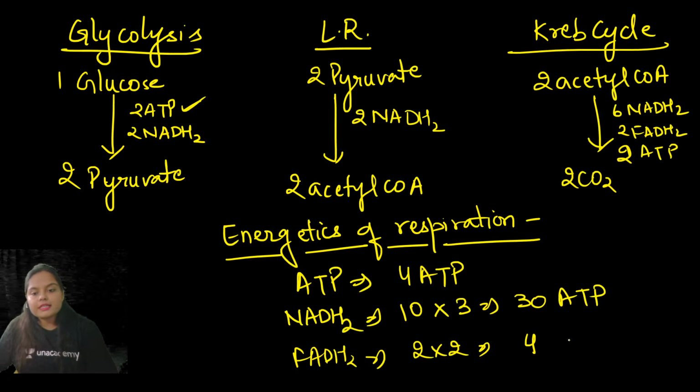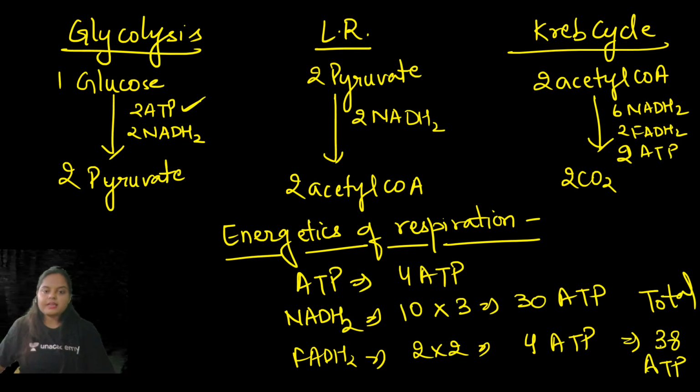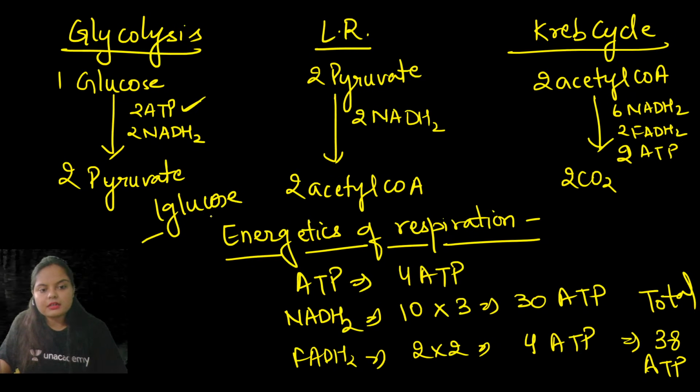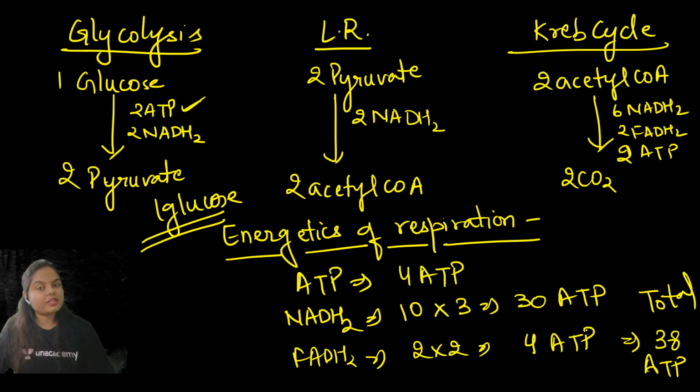So now what is the total number of ATP which are getting produced? 30 plus 4 plus 4. That means total 38 ATPs are produced in the case of respiration. Okay, from one glucose molecule, total 38 ATPs are produced in case of respiration.